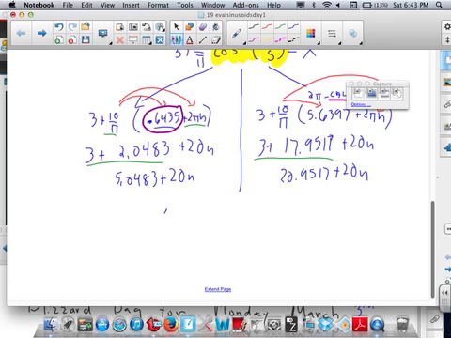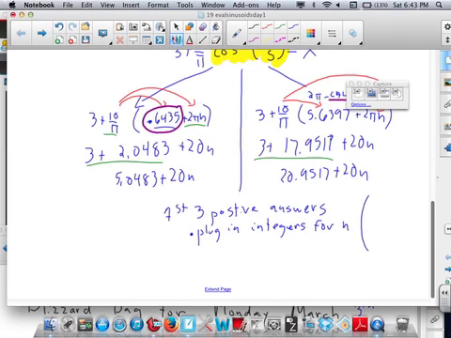Okay, so I got this down to two formulas. Now, let's find the first three positive answers. Okay, now the way you do this is you plug in integers for n. Now, the integers I usually try to plug in is n equals -2, n equals -1, n equals 0, n equals 1. Usually those integer values for n will yield me a positive result.